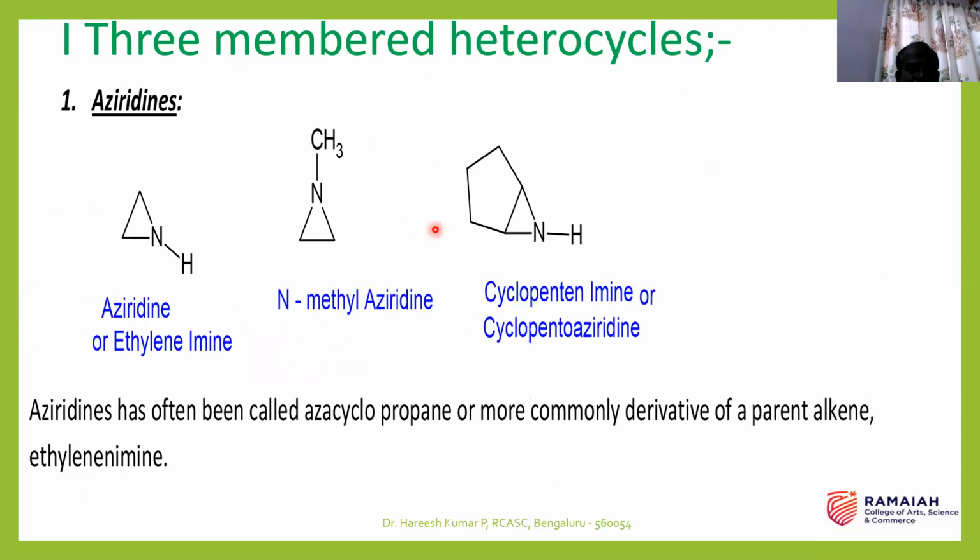Okay, so aziridine. Aziridine means a 3-membered ring. This is 1, 2, 3. A 3-membered ring with nitrogen as the heteroatom. Such compounds are called aziridines. And this will be a substituted aziridine. Of course, this is also a substituted aziridine.